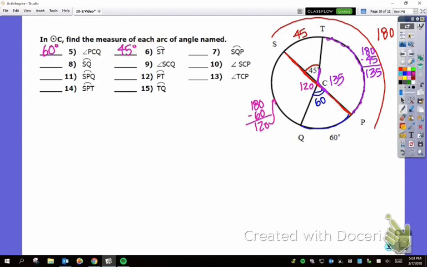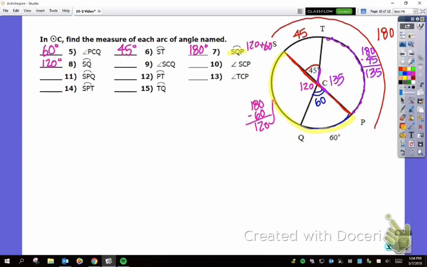Arc SQP is a part of this side. So SQ to P is along the diameter, so this is going to be 180 degrees. Technically what we're doing is adding 120 plus 60. Then we've got arc SQ, which is 120 degrees.